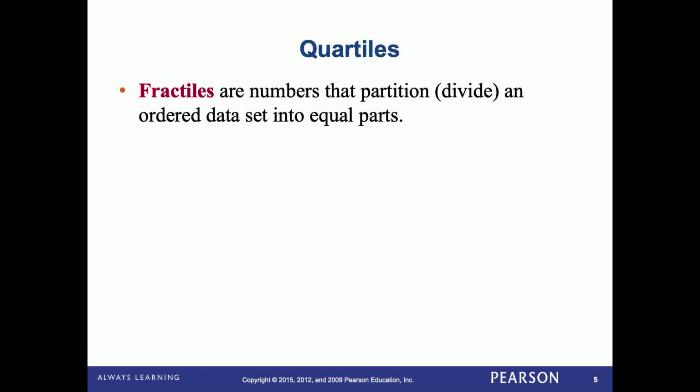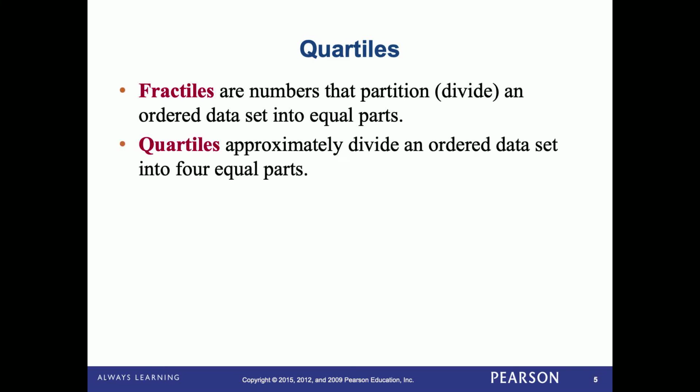Couple definitions first. A fractile. Fractiles are the numbers that partition, divide, an ordered data set into equal parts. Quartiles approximately divide an ordered data set into 4 equal parts.